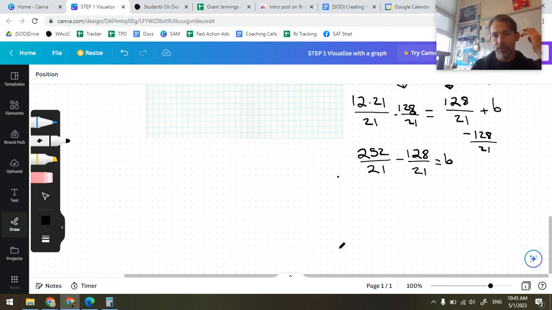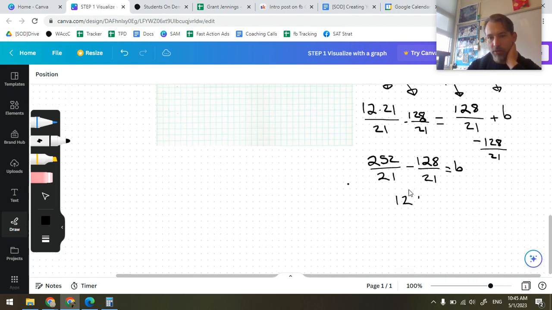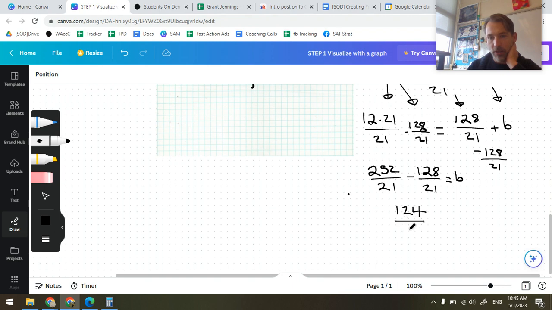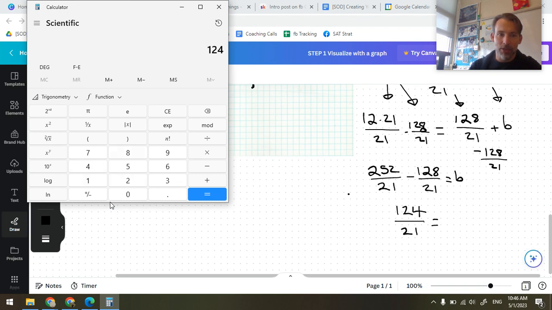Oops. So this is 124 over 21. Now, 21 is divisible by 7 and 3. So if 124 has any factors, 7 or 3, then we could reduce it. 124 is not divisible by 3 because I've already added the digits together. 1 plus 2 plus 4 is 7. 7 is not divisible by 3. And that's our divisibility test for 3. Okay, so it's not divisible by 3. Okay, and then checking 124 for divisibility by 7, I can tell you it's not, but you can also do it this way.